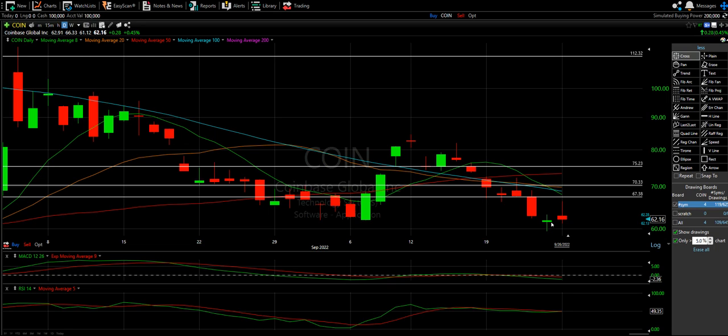Obviously 1, 2, 3, 4, 5, 6, 7 days under the 8 is not good at all. This RSI looks a little interesting though. I'm starting to see a little bit of a curve on the green.